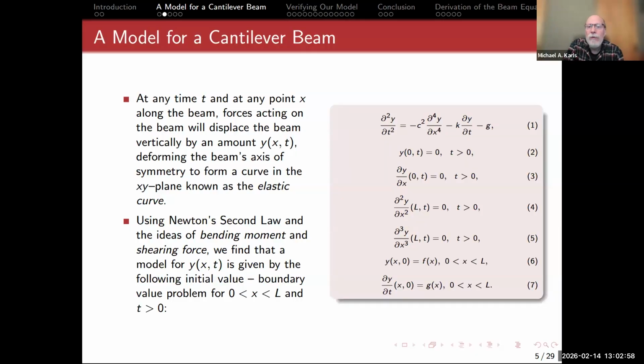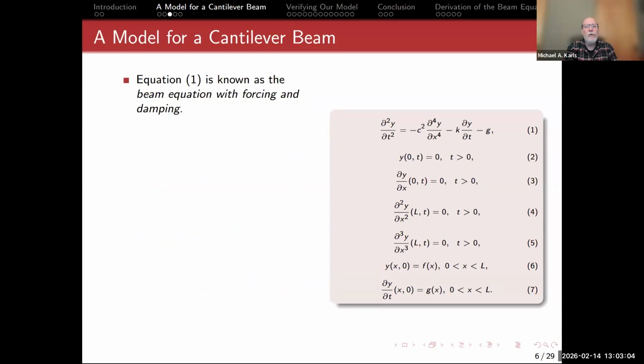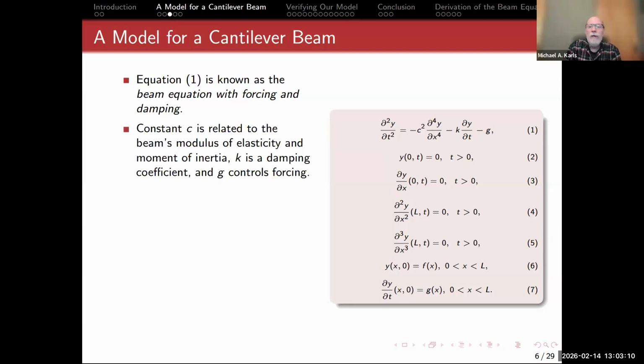Okay, so I'm going to go through and explain what each of these things are in this model here. The first equation, that's the beam equation with forcing and damping. That's a partial differential equation. And constant c is related to the beam's modulus of elasticity and moment of inertia. K is a damping coefficient and G controls the forcing.